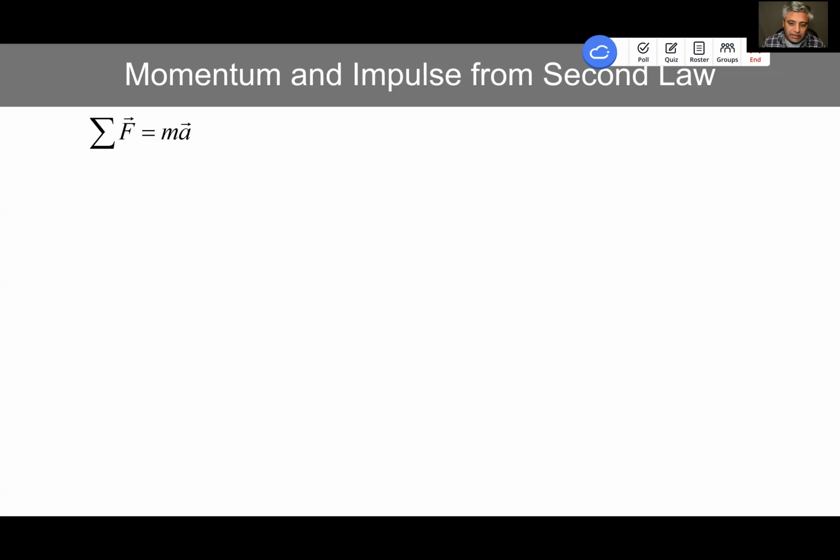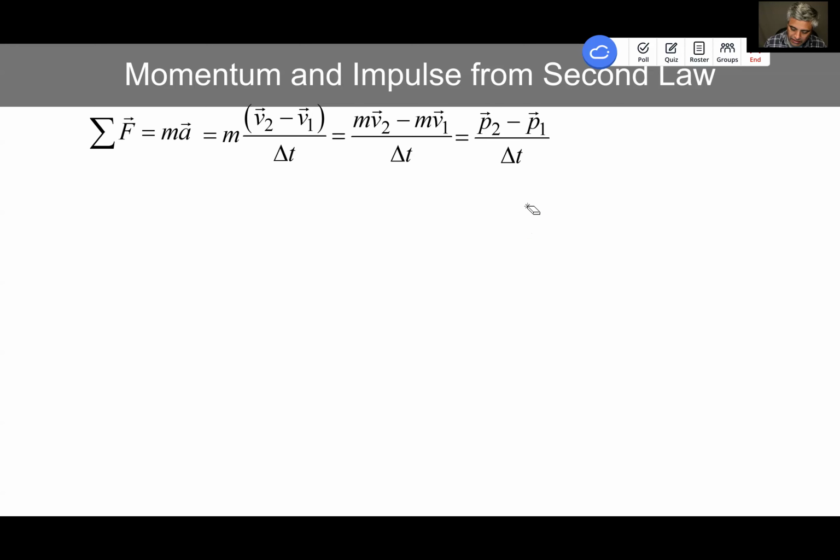Now we can use the definition of acceleration, which is change in velocity over time. So we can rewrite this as v2 minus v1, or vf minus vi, same thing. Basically 1, 2, or initial, final, the same thing. You see here, there is a repetition of the product of mass and velocity.